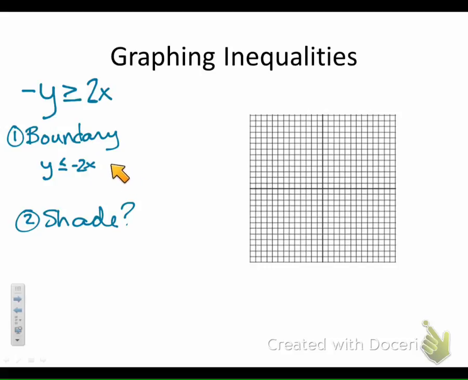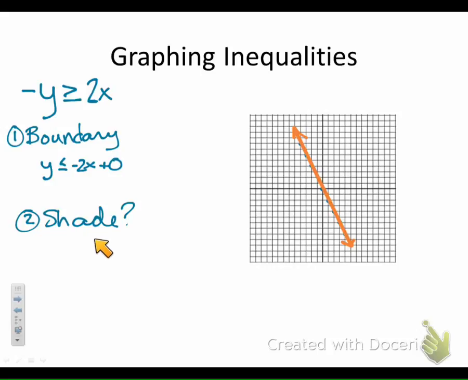Notice how there's no number over here, so we assume it's like a plus 0. I start on the y-axis at 0, and then the slope is interpreted as negative 2 over 1, down 2, right 1. The boundary has to be determined. Are you going to connect those points with a solid line or a dashed line? Because it's equal to, it's going to be a solid line.